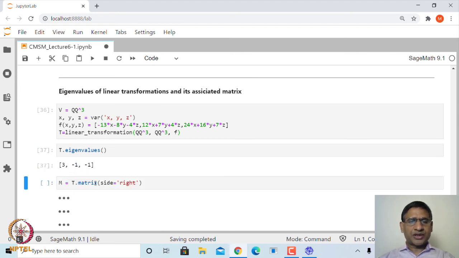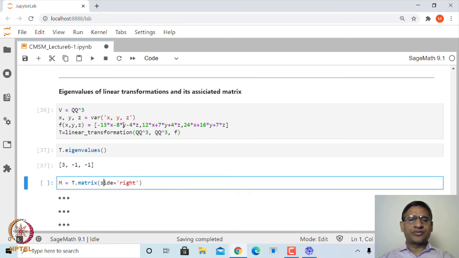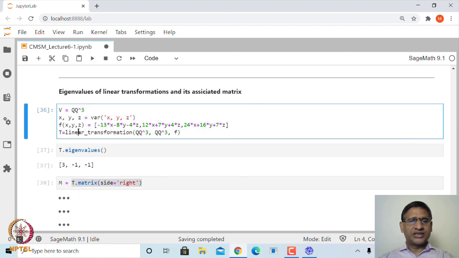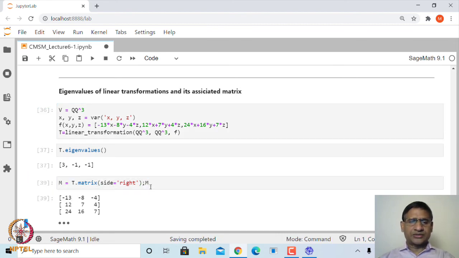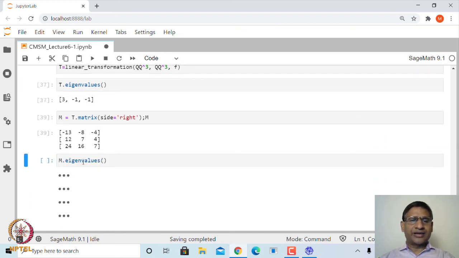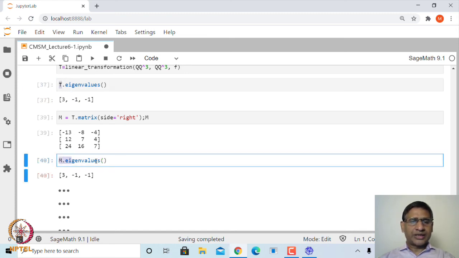Now, let us find the matrix of T with respect to the standard basis, or for that matter with respect to any basis. So, let us define M to be the matrix of this linear transformation T with respect to the standard basis, and if you look at this M, this is the matrix. Now let us find out what the eigenvalues of M are, which is the same as the eigenvalues of T. So, it does not matter whether you find eigenvalues of T or eigenvalues of M with respect to the standard basis, both are the same.